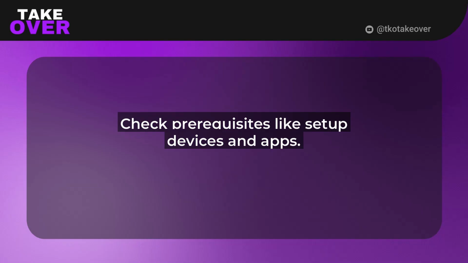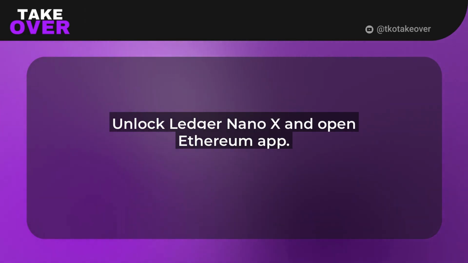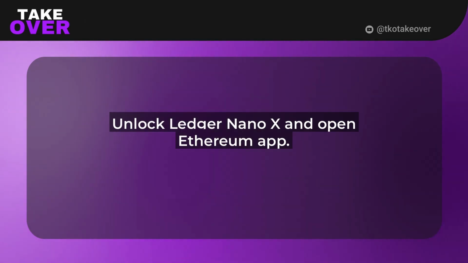First things first, let's cover the prerequisites. Make sure you have your Ledger Nano X fully set up with the Ethereum app installed, since USDT runs on the Ethereum blockchain. You'll also need your Trezor wallet connected and ready, along with a stable internet connection. Oh, and never share your recovery phrases, keep them ultra secure. Now, let's get into the steps.